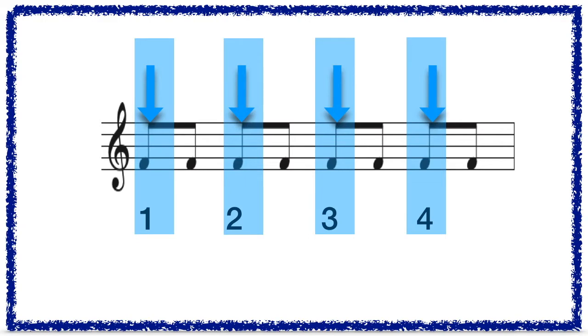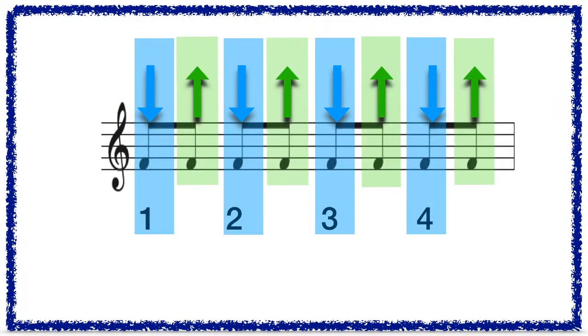Eighth notes that land on the upbeat or the weak part of the beat use the syllable and. In music, we notate that word with a plus sign.